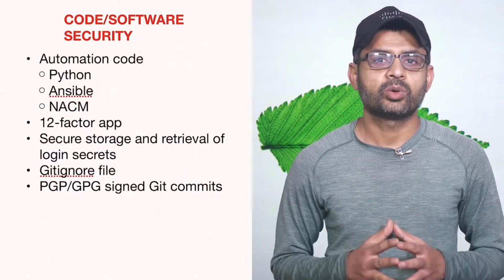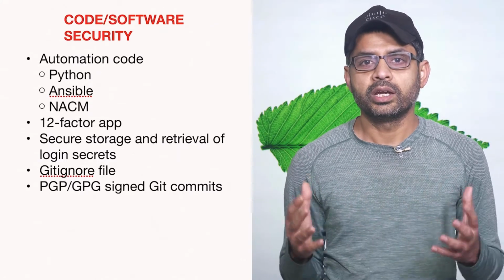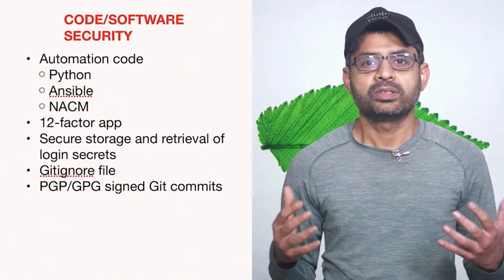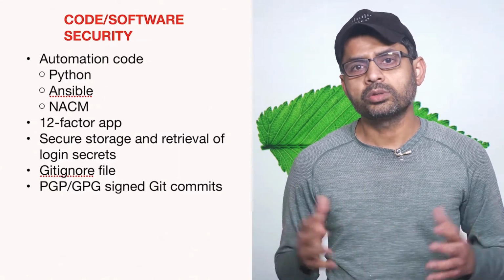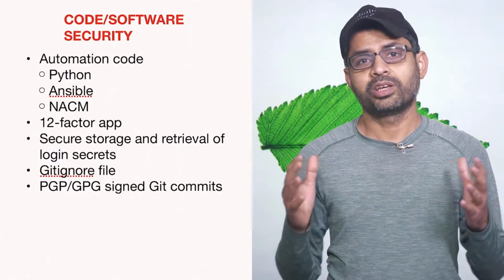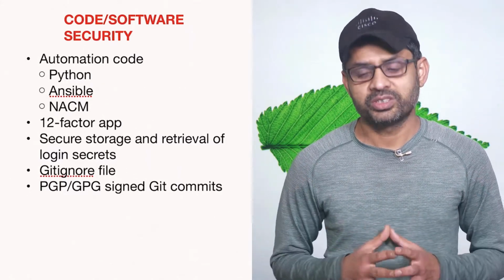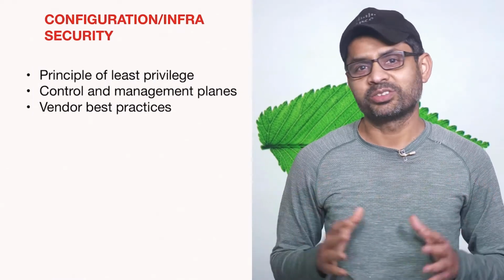In the interest of ensuring Git security, you should make good use of the .gitignore file to prevent sensitive data from reaching the repository. Git also allows the use of signed commits. So if you want to up your Git security game, use it. Now let's talk about the configuration and infra security.